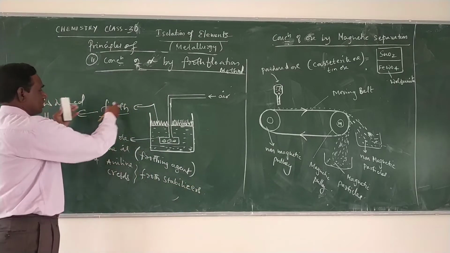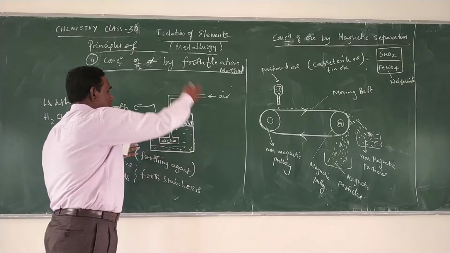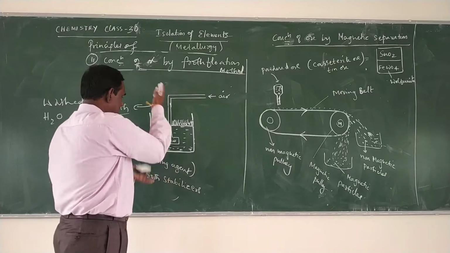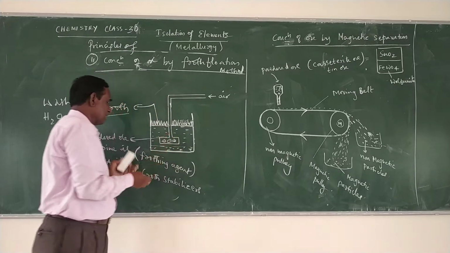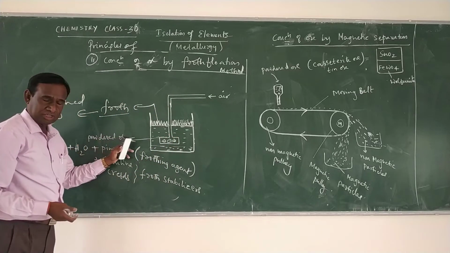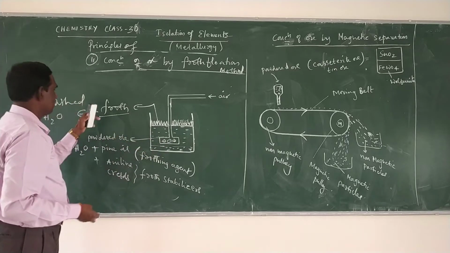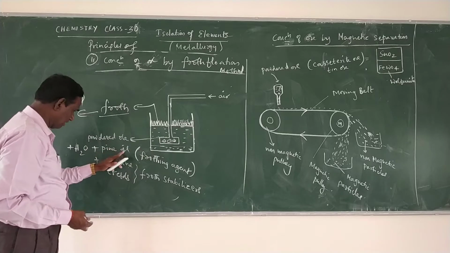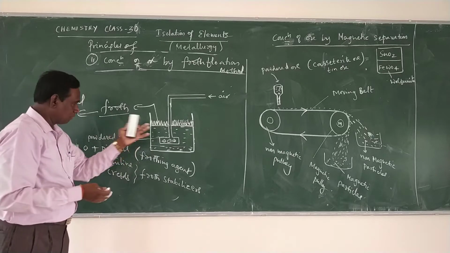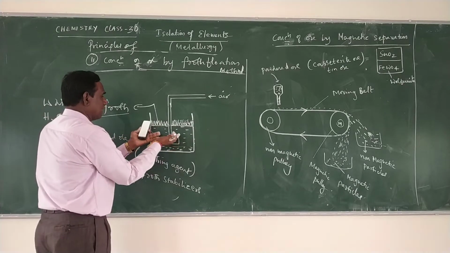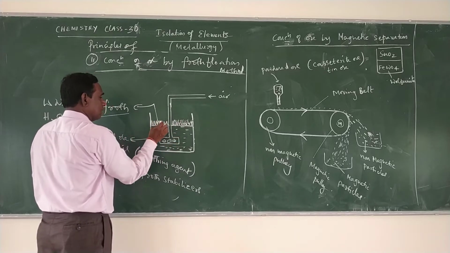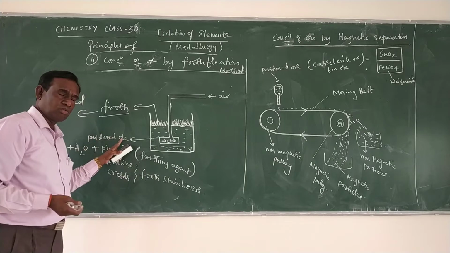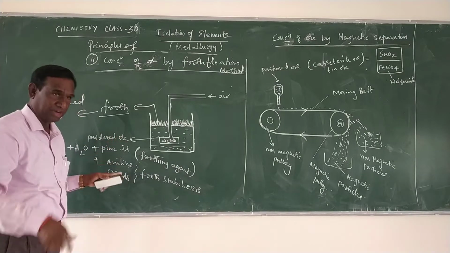This mixture is taken in a large tank and mixed well by passing a blast of hot air, so the mixture is stirred well. As a result, the sulfide ore particles are wetted by oil, that is, by pine oil. The froth formed here and there is collected and shifted to the upper portion because it is very light.